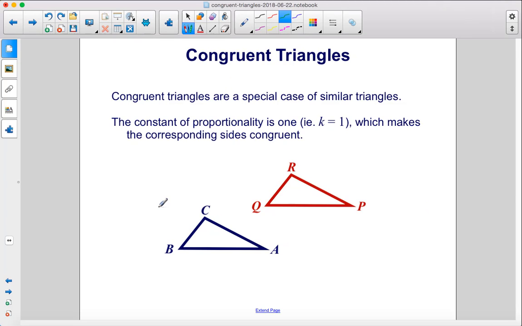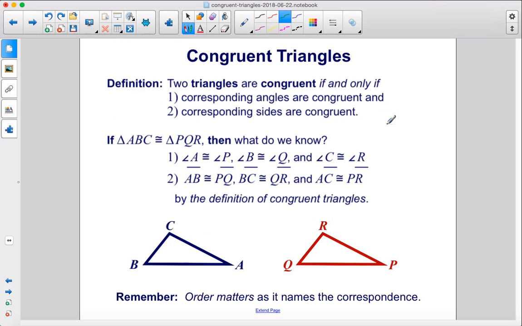Congruent triangles are a special case of similar triangles. The constant of proportionality is 1, K equals 1, which makes the corresponding sides congruent. Congruent triangles definition. Two triangles are congruent if and only if corresponding angles are congruent and corresponding sides are congruent.